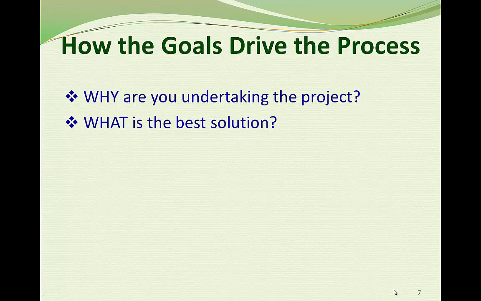Next, you need to determine what's the best way to solve the problem. Do you need to completely replace your system, or can your problem be solved by upgrades and enhancements? Do you need a custom solution or a configurable off-the-shelf solution? Knowing what kind of solution you're aiming for determines the scope of the project. You don't want a solution that's bigger than the problem or that doesn't solve it.